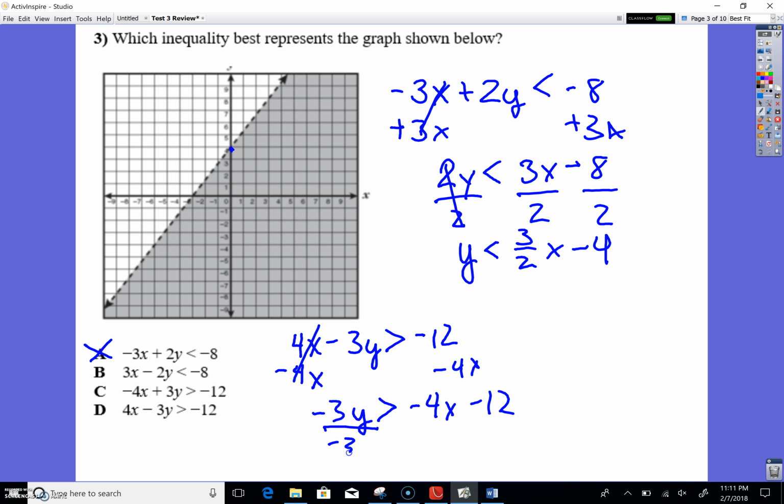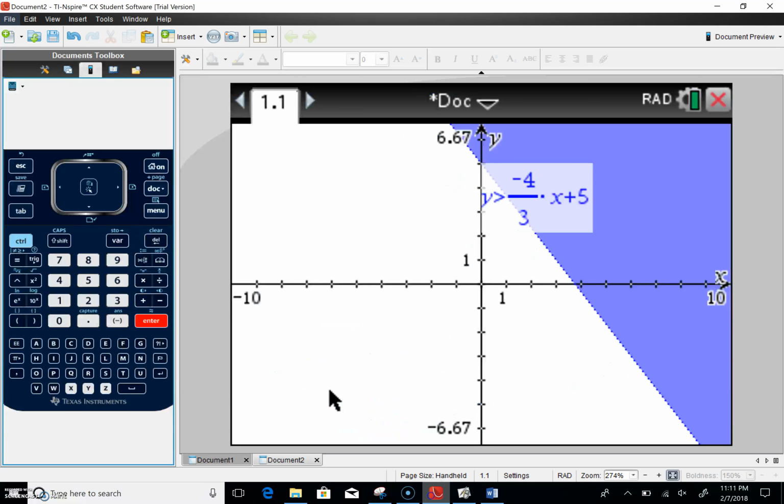I divide by negative 3. This cancels. You see this right here? I get y because I divided by a negative. This inequality changes. If I put this in the calculator, I get 4 over 3x plus 4. Remember, I'm looking for the intercepts to be 3, negative 3, and 4.